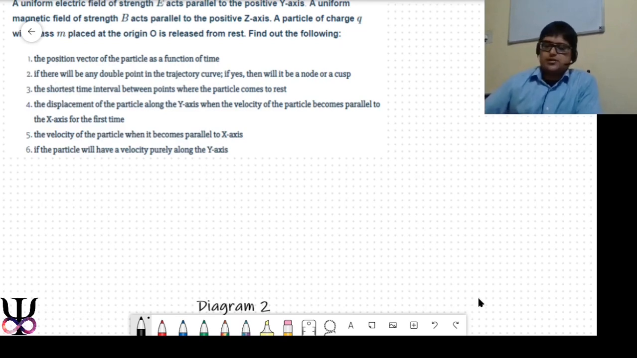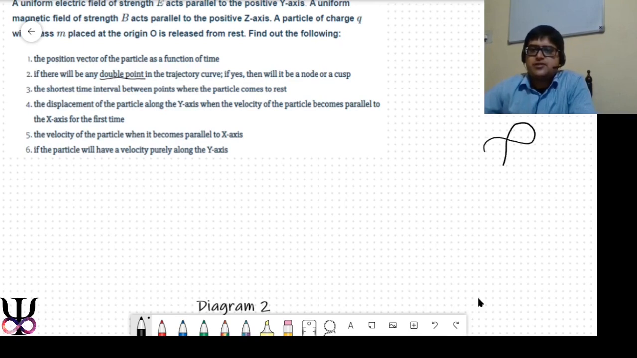But first of all, there is one thing that some of you might not know. What is a double point? A double point of any curve is basically a point where the curve crosses itself. If there is a curve and it crosses itself, this is going to be a double point. It is a point on a curve where the curve crosses itself or touches itself.